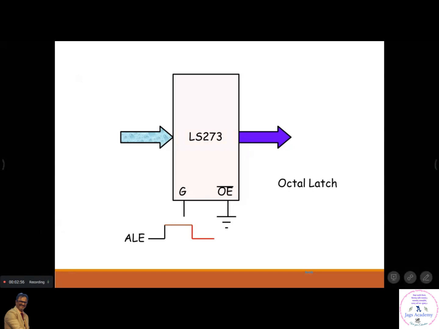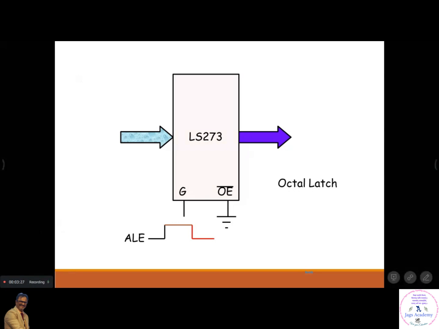And see this. This is called an octal latch. Listen carefully. Why is it called an octal latch? Because there are 8 inputs. This one latch has got 8 inputs. The integrated circuit, the IC, has been given a name. The entire octal latch has been fabricated as an integrated circuit.